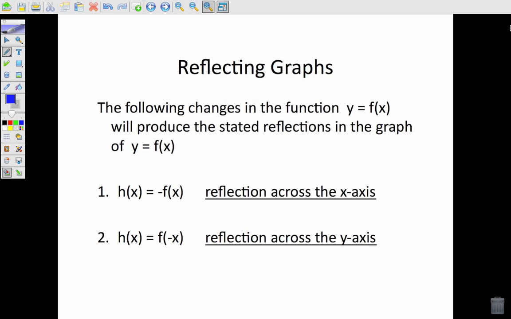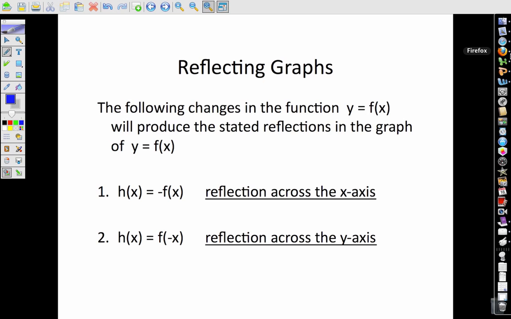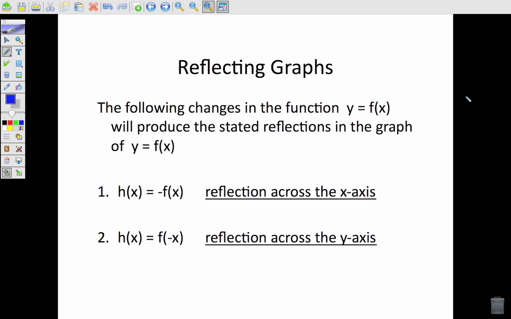Reflecting graphs. The following changes in the function y equals f of x will produce the stated reflections in the graph of y equals f of x. All right, so if you have a function here, h of x, and then it is equal to the opposite of a function, or the negative of, then that's reflecting across the x-axis. Okay. If you have an h of x function that's equal to f of negative x, then that's going to be a reflect across the y-axis. Let's go ahead and look at a couple examples. So negative of the function is with the x-axis. F of negative x is with the y-axis.